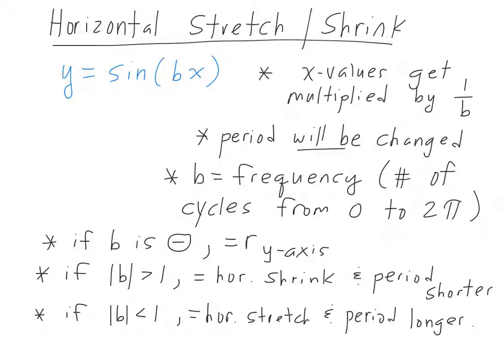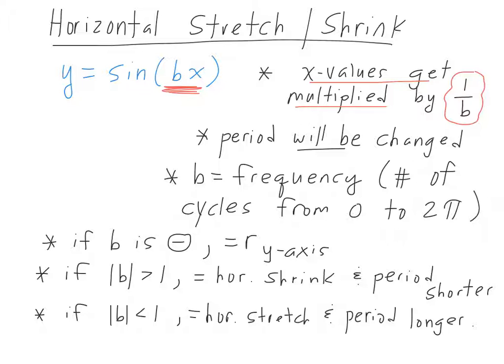Our last type of transformation here deals with a horizontal stretch or shrink. So this is a change on the inside of our equation. b is showing the type of change that's happening. So this is where we have a number on the inside, something like the sine of 3x or the sine of 1/2 x. This is the same idea from earlier in the course when we studied other types of functions. Recall that the x values get multiplied not by b, but actually by 1/b. Again, the idea of an opposite.